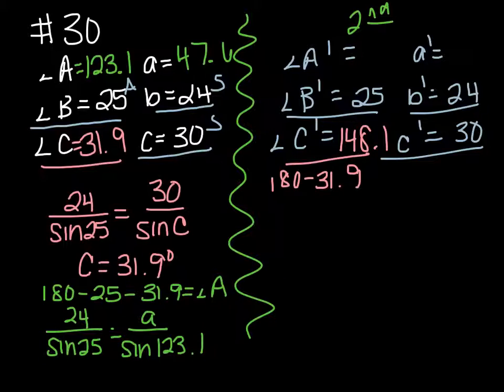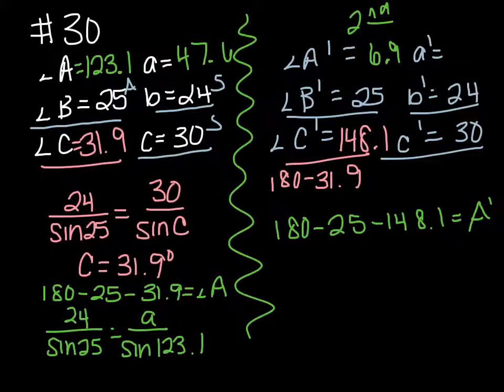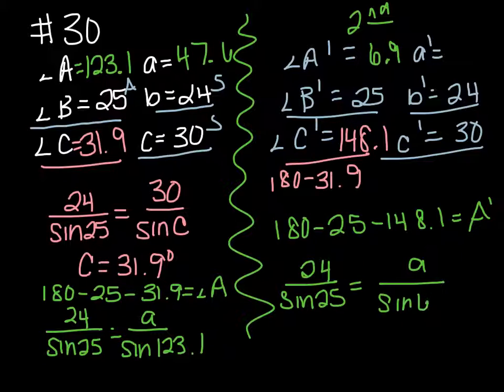Now we're going to finish the second triangle. I'm going to start with the same thing. I'm going to take 180 and subtract the two angles I know to find the angle of A. Angle A is 6.9 degrees. Then I'm going to use the law of sines. 24 over the sine of 25 equals side length A over the sine of 6.9 degrees. When I solve through that, I get approximately a length of 6.8.